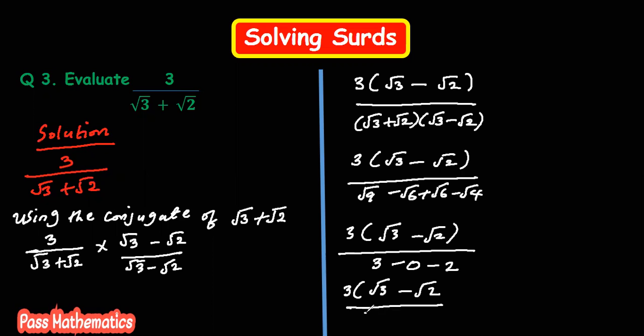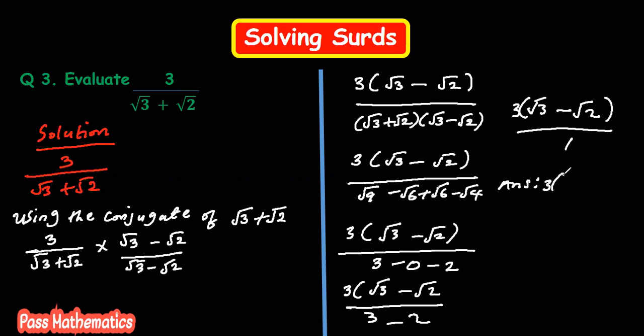Okay, I feel like writing everything down. So we are having 3 minus 2. So our answer, I'm going to put it here. So we have 3 into brackets root 3 minus root 2. So what do we have here? 3 minus 2 is just 1. So our answer is just 3 brackets root 3 minus root 2. So this is the answer.